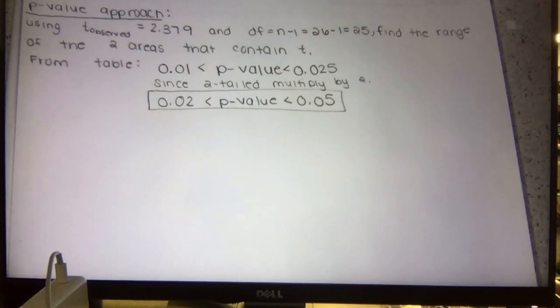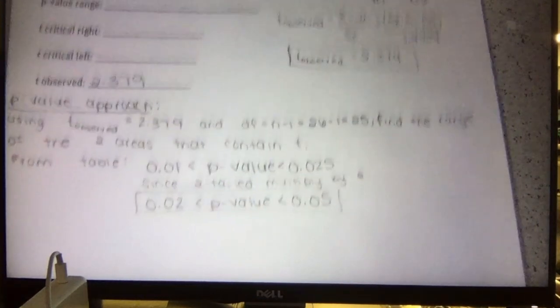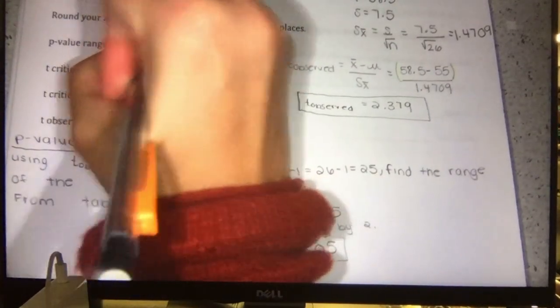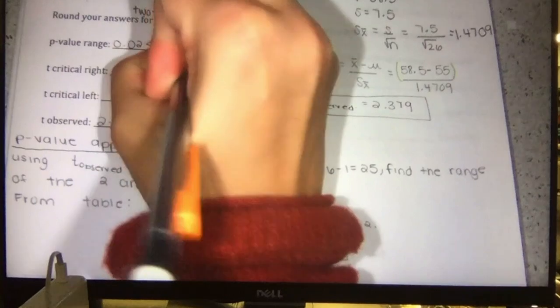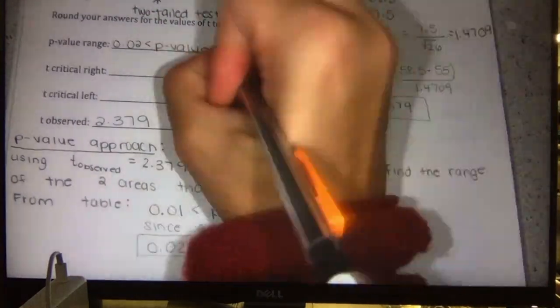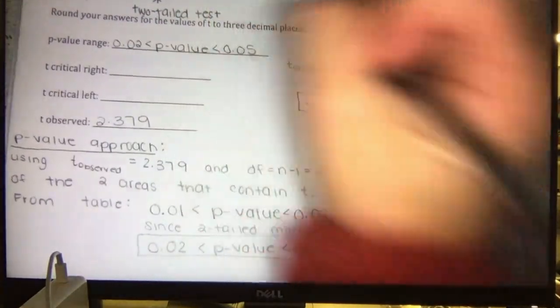That's like my go-to. All right, so anyways, back to work. Sorry, we needed a little brain break. So our p-values. It was 2-tailed, so we multiplied by 2, and that will give us 0.02 and 0.05. So those were our p-value range, which was this answer right here. So let's go plug that in. So 0.02 to 0.05. That's our p-value range.